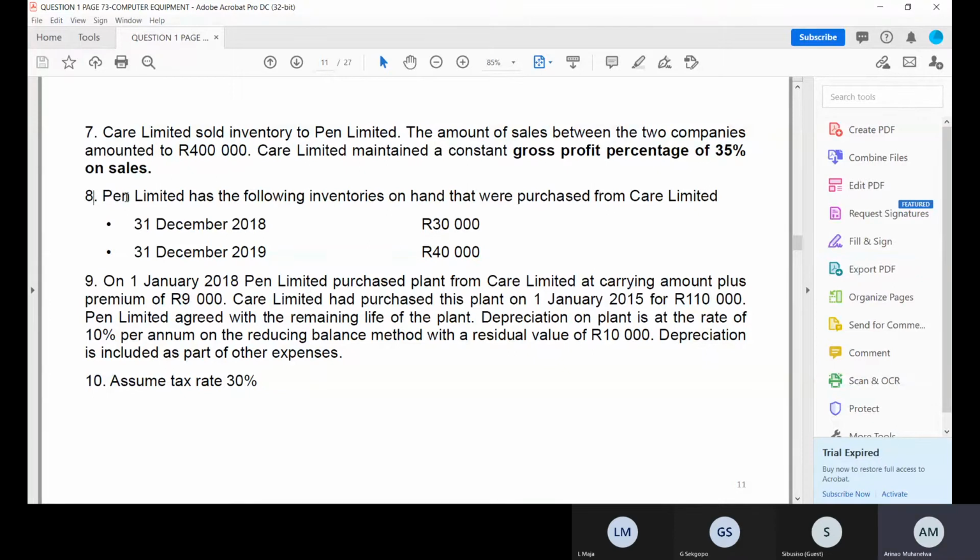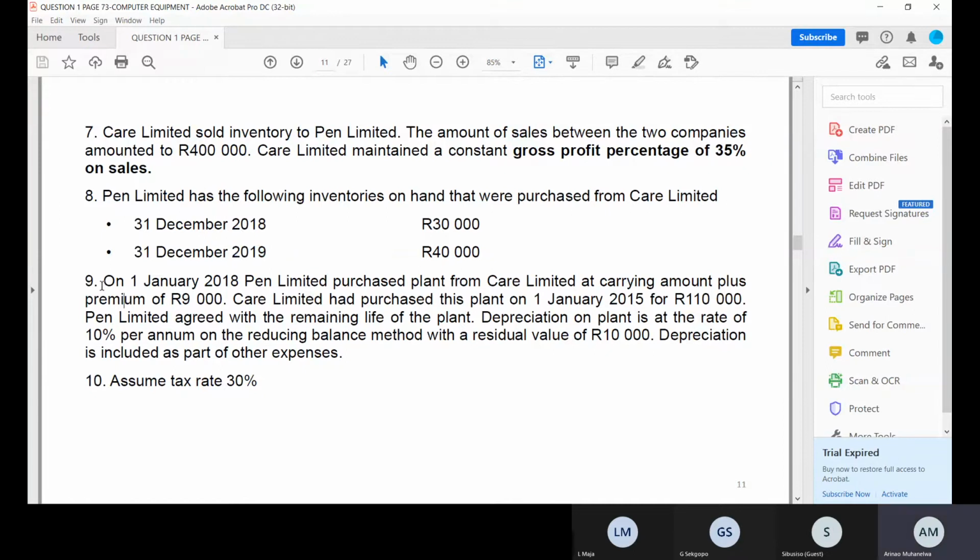Additional information number 8: Penn Limited has the following inventories on hand that were purchased from Care Limited. 31st December 2018 is prior year. 31st December 2019 is current year. What are we going to do with this inventory? The most important thing when it comes to the value of inventory on hand is that we need to determine the unrealized profit and eliminate it. We'll deal with that in calculations.